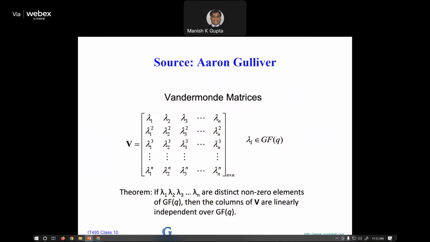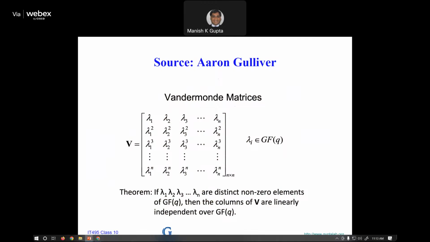Okay. So if you compute the determinant, how will you compute the determinant here? See now, first of all, suppose lambda 1 is lambda 2. That means these two columns are the same and the determinant will be 0. The matrix will be singular. In fact, if you take any two lambda i's the same, the determinant will be 0, right? So it looks like the matrix will be non-singular if these lambda i's are distinct, right?